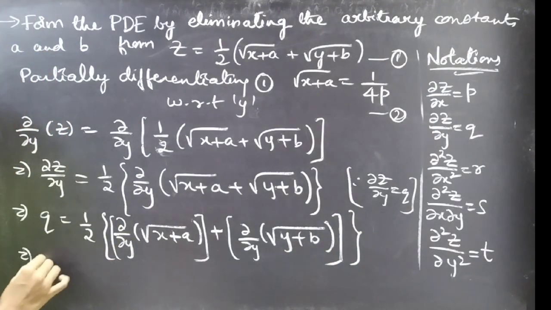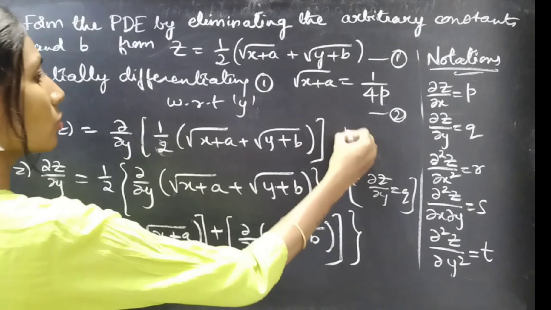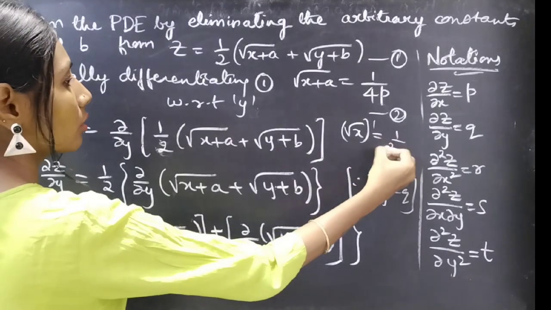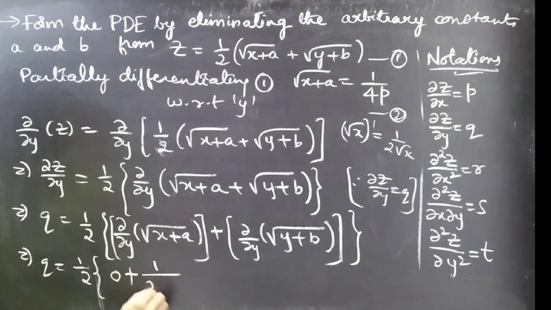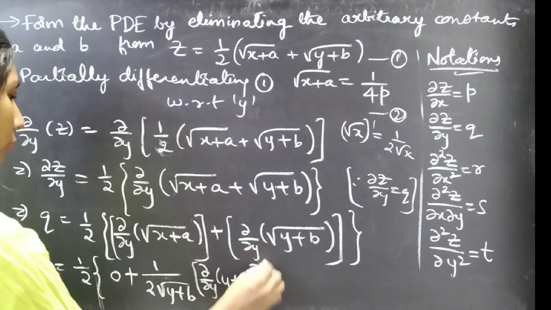Which gives us q equal to 1 by 2 into the partial derivative of a constant with respect to y, which is 0, plus the partial derivative of square root of y plus b. Since we know the derivative of square root of x is 1 by 2 root x, we can write this as 1 by 2 root y plus b into the inner derivative, the partial derivative of y plus b.